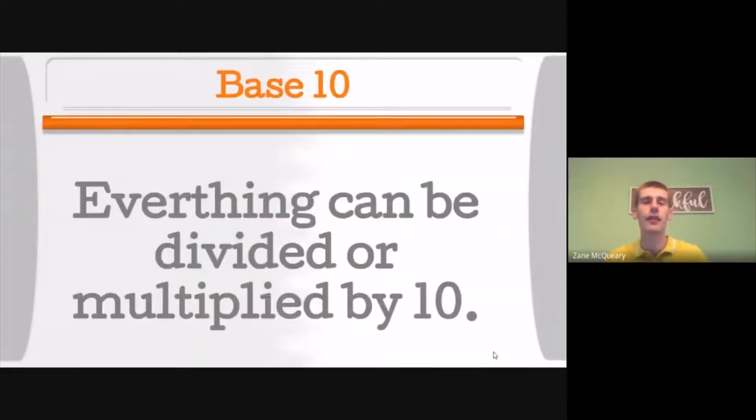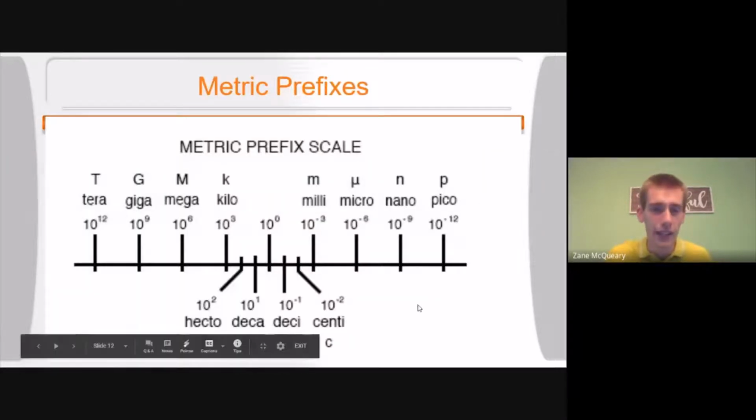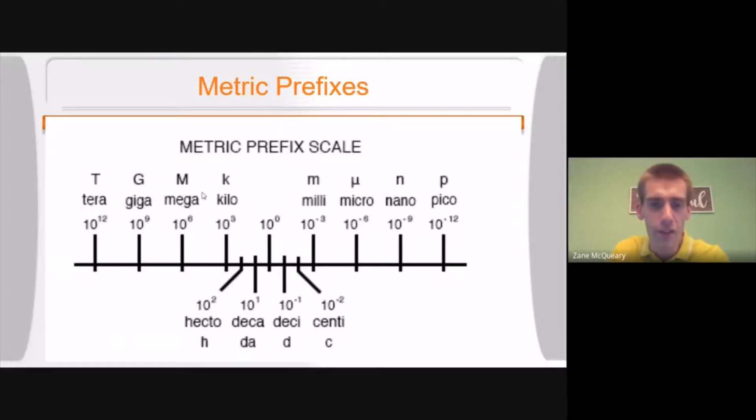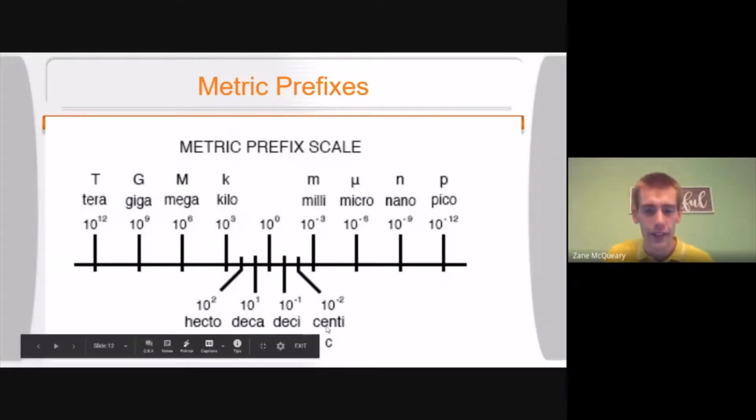Let's get to the conversion part. All right. So we take advantage of the fact that everything can be divided or multiplied by 10, meaning all we have to do is move a decimal. That's good news for us. All right, so we have this metric prefix scale over here, and these are all the prefixes, the things that go in front of the base units. Kilogram, kiloliter, kilometer, right? That's the thing you stick on the front of it. Centimeter, centigram, centiliter, all right? You've heard that before. So that right here denotes a particular power. And we really stick to this part right here, from about 10 to the 6 to 10 to the -6, for most of the year.